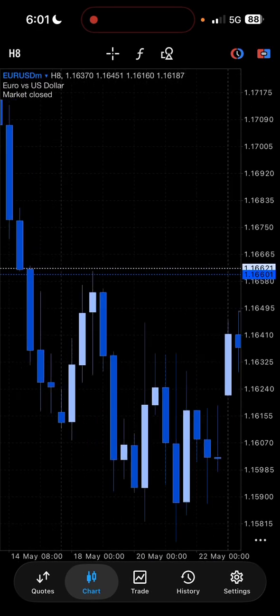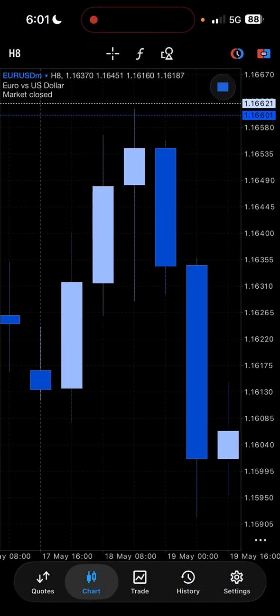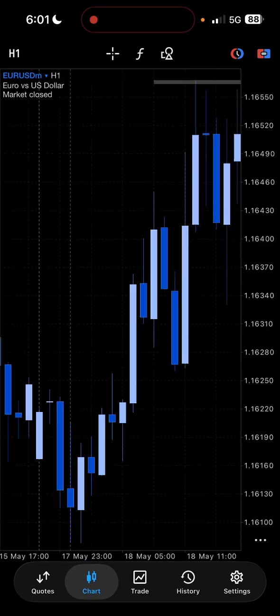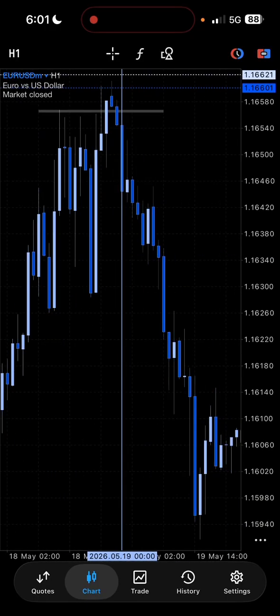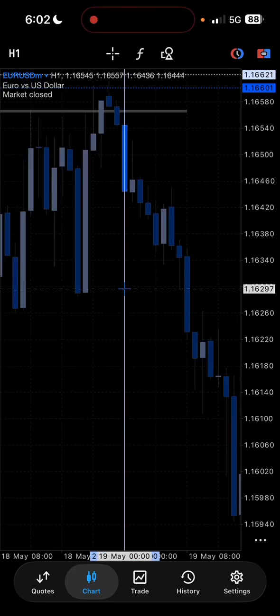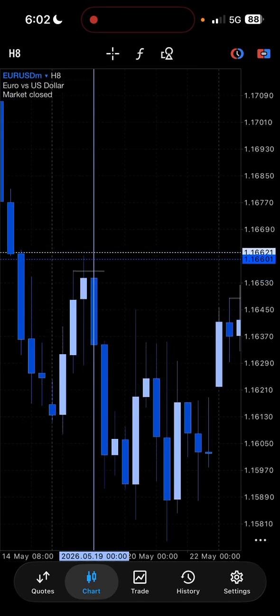But let's backtest last week. Let's see what happened. So last week, 8 hours rejected. Then we come down to the 1 hour time frame. What did the 1 hour time frame do? We didn't see an entry because the 1 hour time frame didn't give us a breakout on time. So that's not a setup of ours.